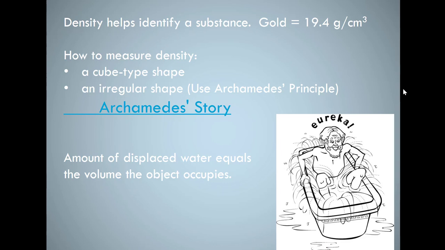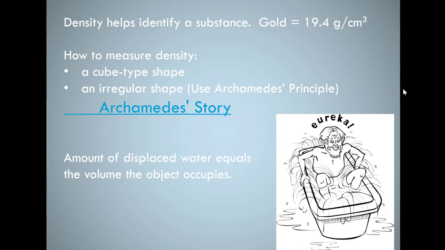Density is really important in chemistry because every substance has its own unique density. And it doesn't matter if you have a small piece or a big piece, the density will still be the same because it is a ratio. Let's look at the density of gold. So gold is a really heavy metal, and it has 19.4 grams per cubic centimeters or grams per milliliter.